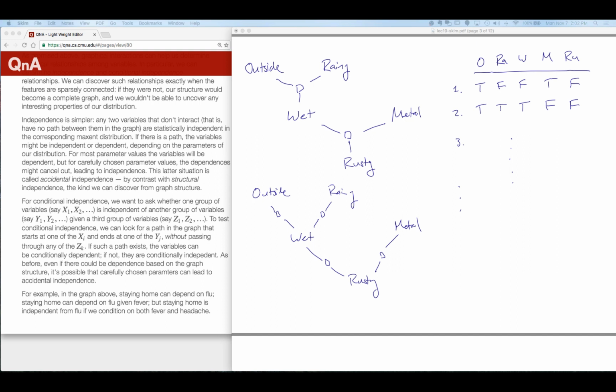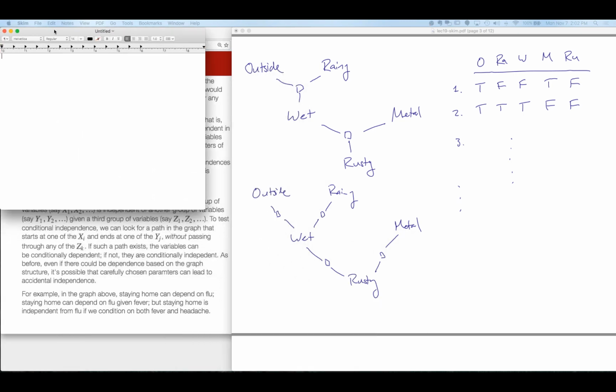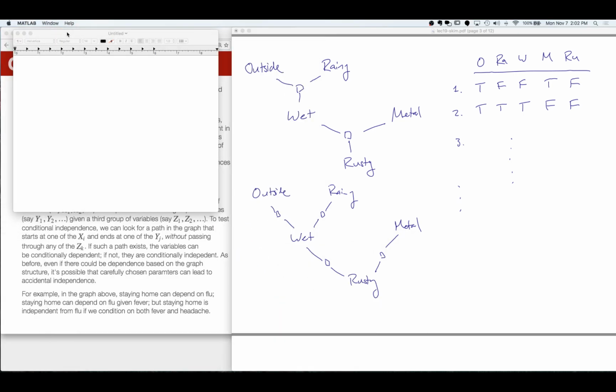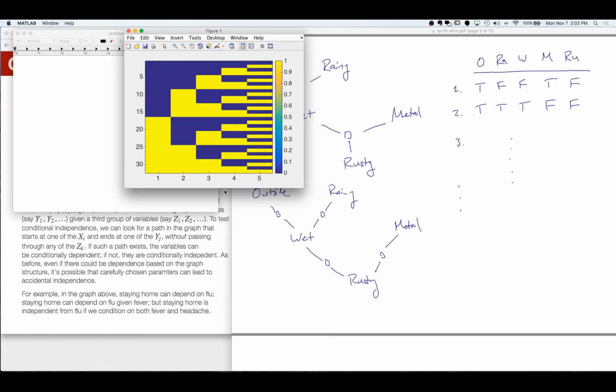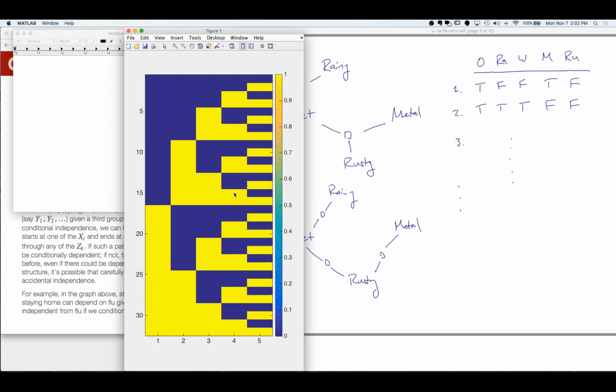I'm going to start pasting some code in here. Whoops. Start pasting some code in there, and we're going to start taking a look. So first, what I'd like to do is build a matrix of all of the possible feature values. So here is the matrix I'm going to build. And this is a matrix of binary numbers, right?